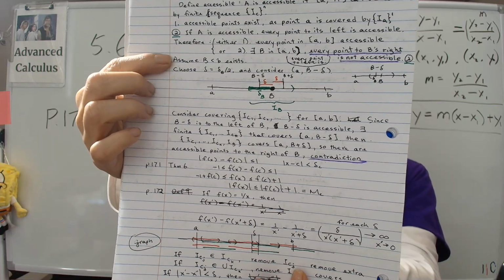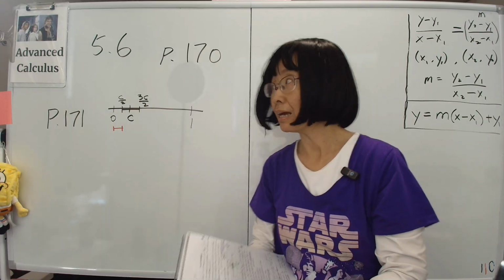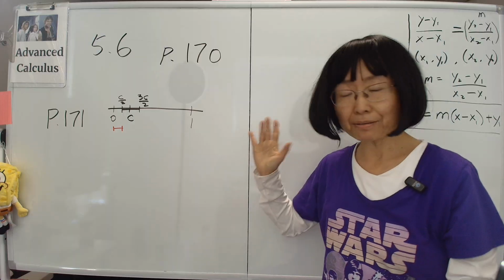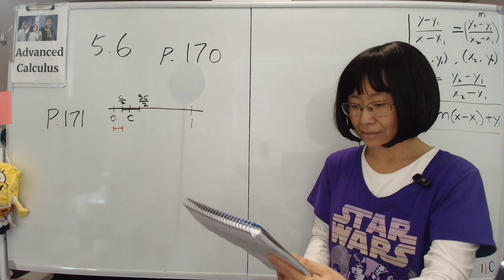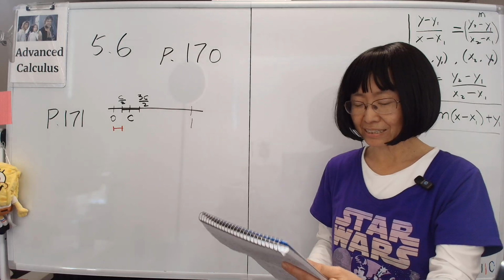Therefore, big B cannot be smaller than small b, and so big B is all the way up here, and that means the entire line is accessible. And that is a sample proof by contradiction.